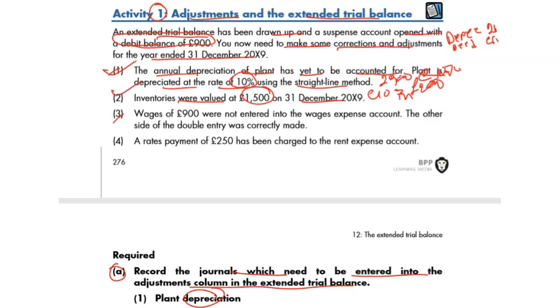Number 3. Wages 900 were not entered into the wages expense. And the other side of the double entry was correctly made. That means it's a one-sided error, doesn't it? Single entry error. It creates your suspense. So what is the obvious error? We need to make it correct. Wages expense was not entered. So wages expense debit and suspense credit by the figure 900. Yeah, let's do it.